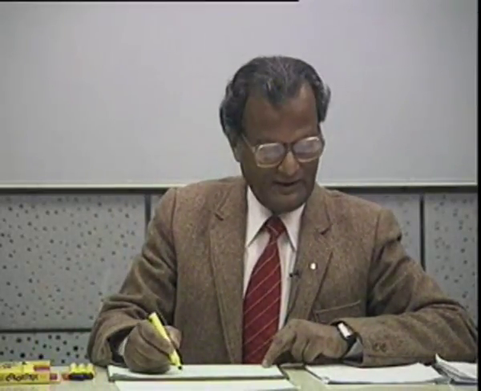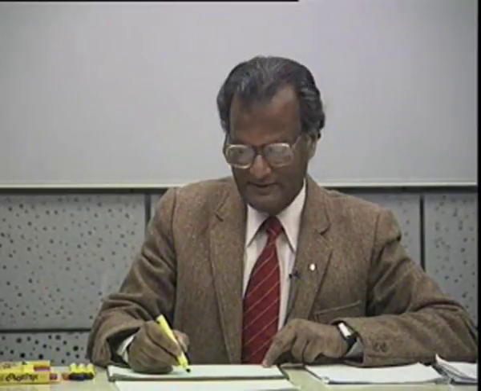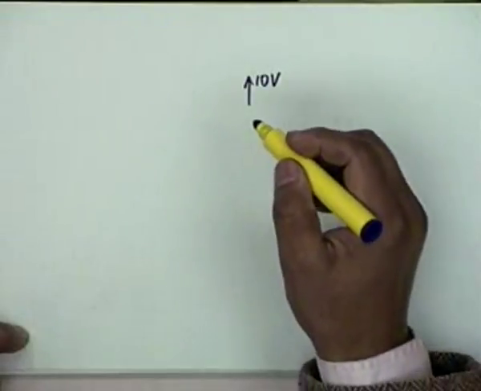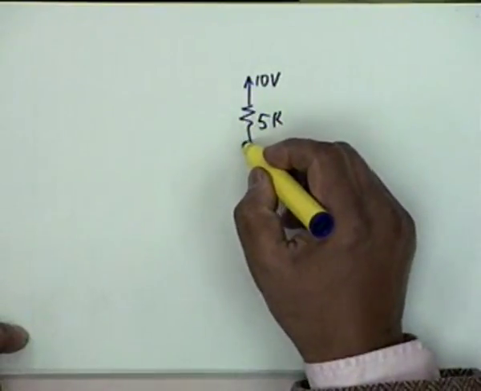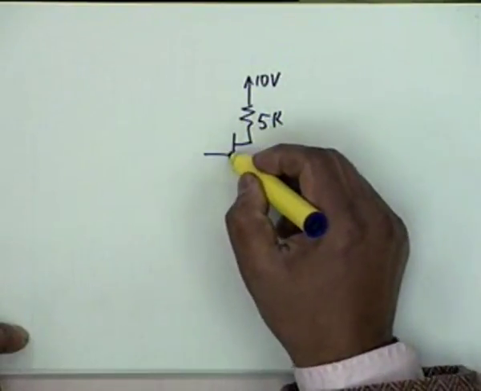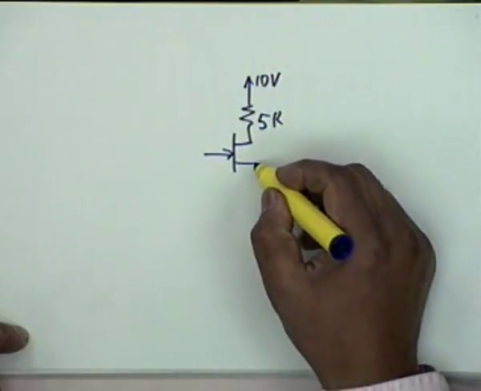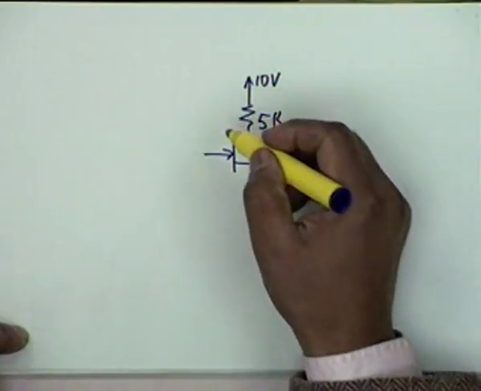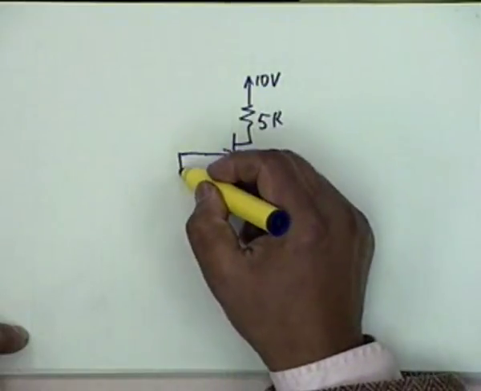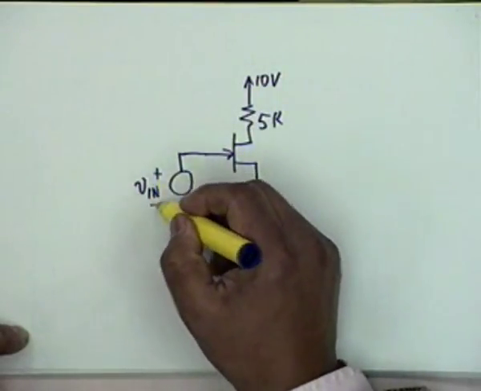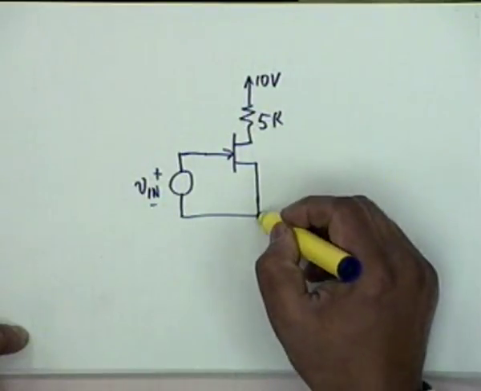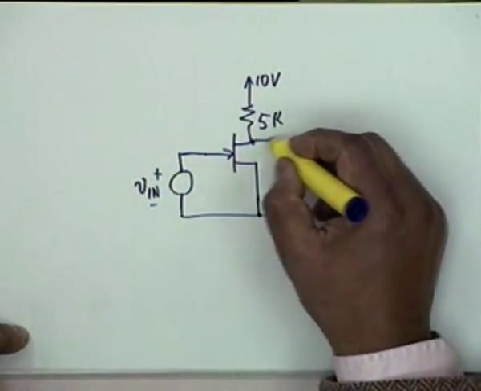The first problem that we take is that of an FET, a JFET with a 10 volt supply, a 5K resistance, a JFET, N channel, and there is no other connection. There is a V in here, plus minus, this is the circuit, and V out is here.